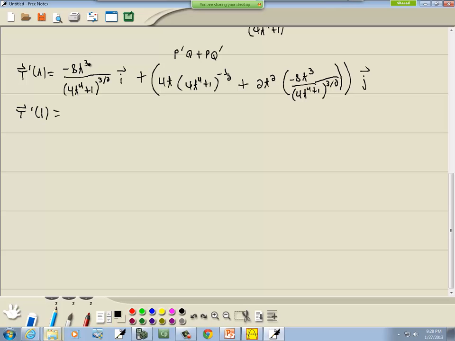Well, 1 to the third is 1, so it drops away. So we've got negative 8 over 1 to the fourth is 1 times 4 is 4 plus 1 is 5. So we've got 5 to the 3/2 i. Over here, put 1 in here. We got 4 times 1, that's 4, times 1 to the fourth is 1 times 4 is 4 plus 1 is 5. So 5 to the negative 1/2.